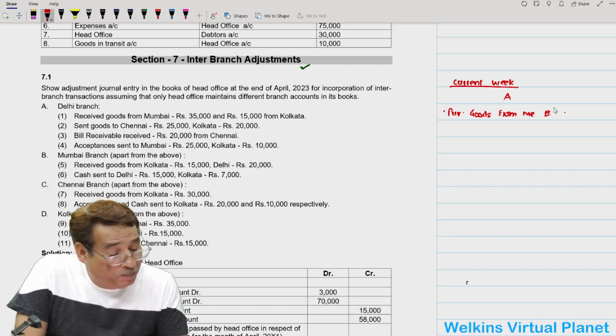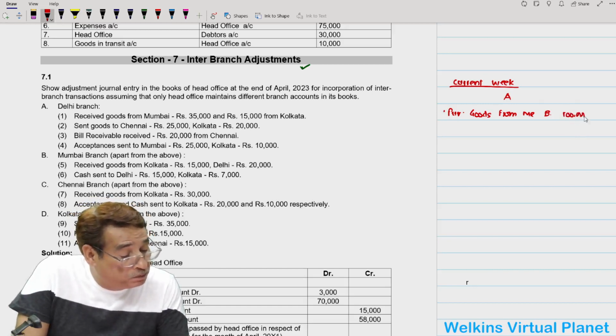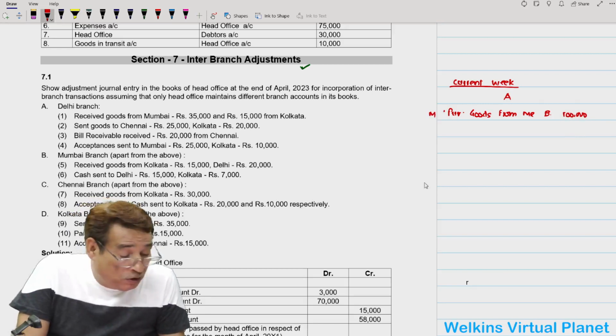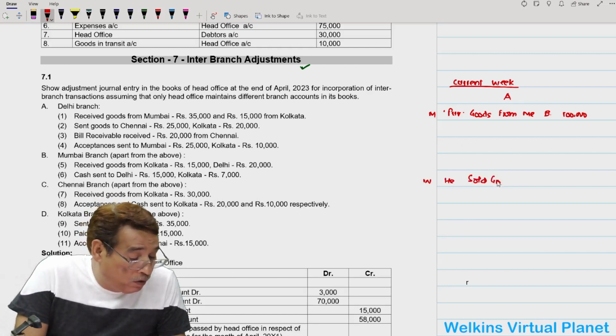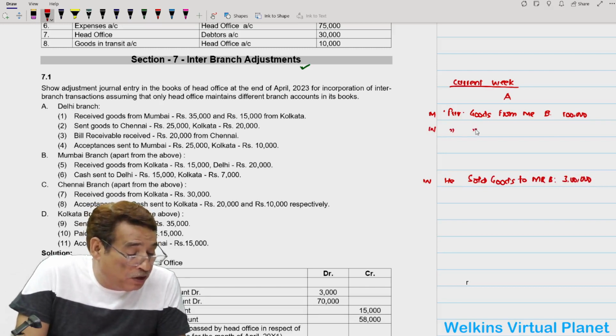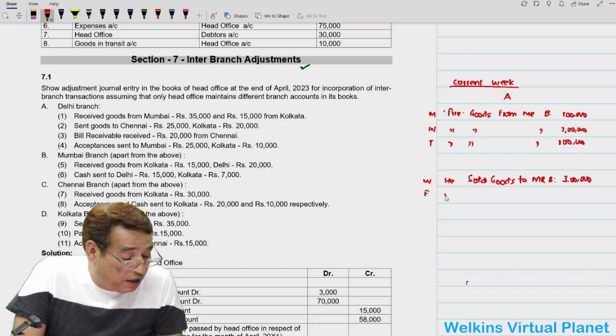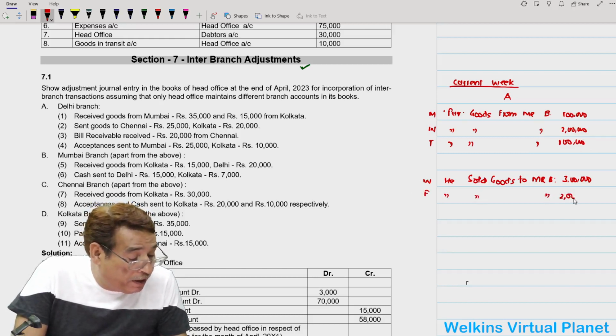Let us say on Monday, he purchased goods from Mr. B worth rupees 1 lakh. On Wednesday, he sold goods to Mr. B. Let us say he sold the goods worth rupees 3 lakh to Mr. B. Similarly, on Wednesday, he again purchased goods from Mr. B worth rupees 2 lakh. Then again, on Thursday, he purchased goods from Mr. B worth rupees 1 lakh. And let us say on Friday, he again sold goods to Mr. B for rupees 2 lakh. And then on Saturday, he sold goods to Mr. B, let us say worth rupees 1 lakh.